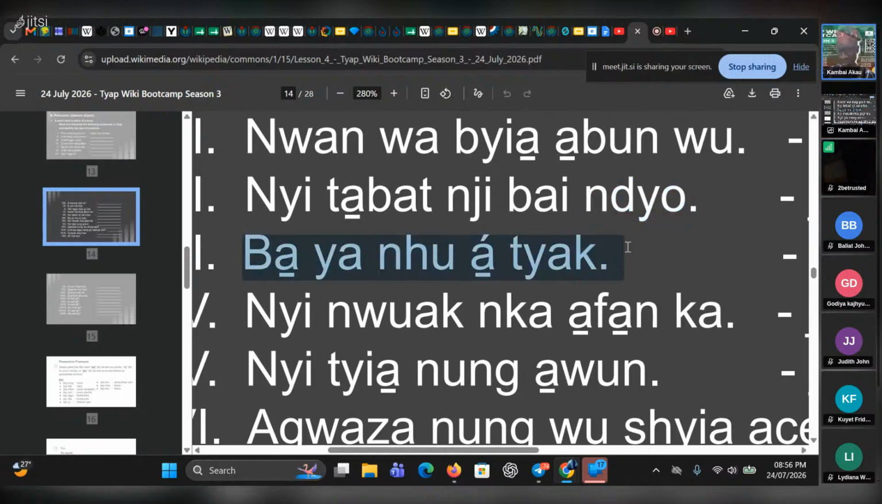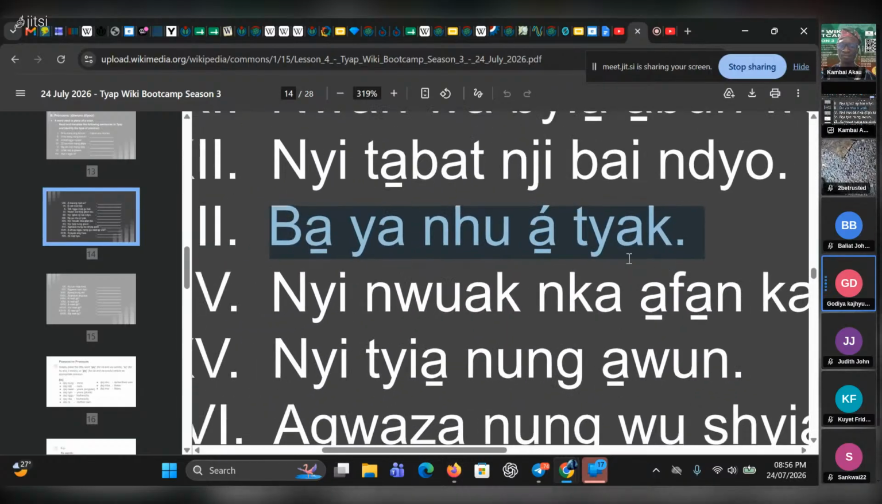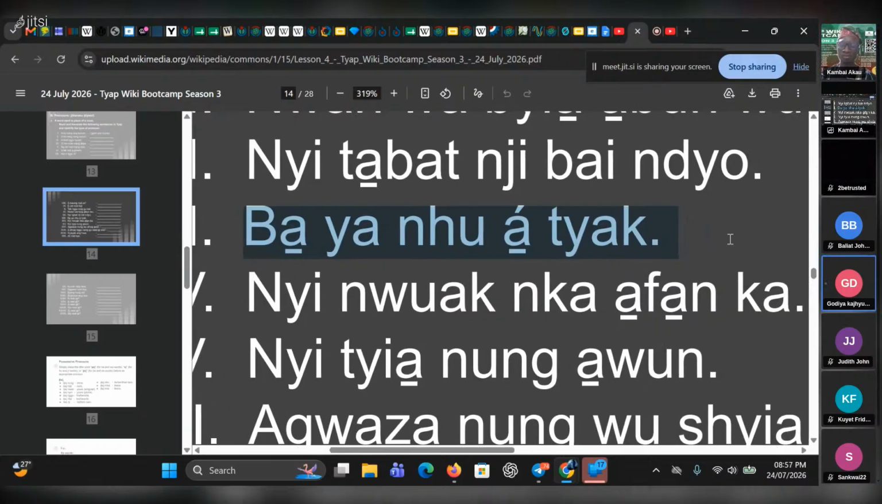And then what about this one? Bayan who attack. Ah, Bayan who attack. So we are having Tyak. This is a palatalized T. So pronounce this one very well. Tiak. Bayan who attack. Okay, so what does that mean in English? It means they ate it all.